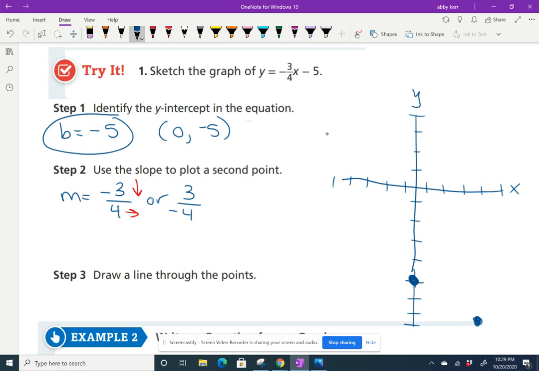Now, if you don't like going that way, what's the opposite of going down? It's going up. What's the opposite of going right? It's going left. So we could continue from the starting point, 1, 2, 3 up, 1, 2, 3, 4 to the left. And now remember, use some type of straight edge to draw your linear line. And remember, for linear, the spaces should be equivalent. It's a constant rate.